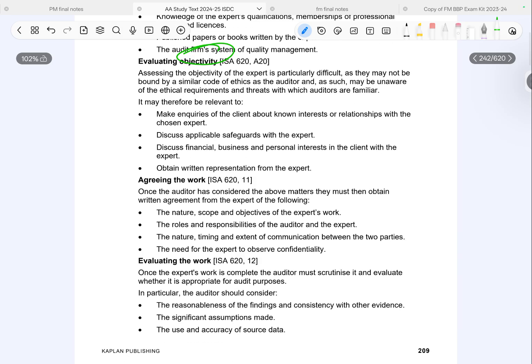Next step, agreeing the work. The auditor and expert clearly decide what work will be done, who is responsible for what, how they communicate, and confidentiality rules. Everything needs to be properly written down. And finally, evaluating the work. Once the expert is done, the auditor reviews everything. Do the conclusions make sense? Are they consistent with other evidence? What assumptions were used? And is the data correct?